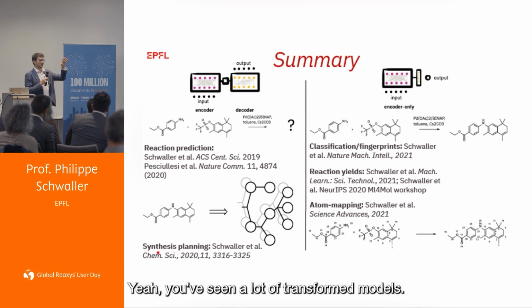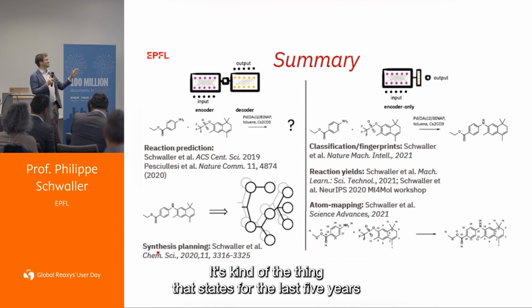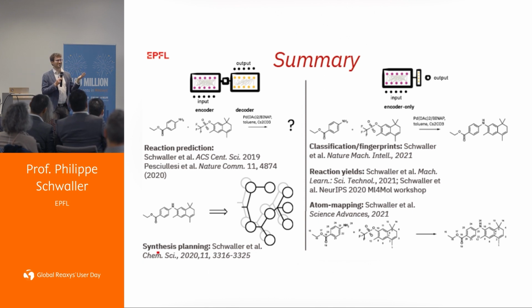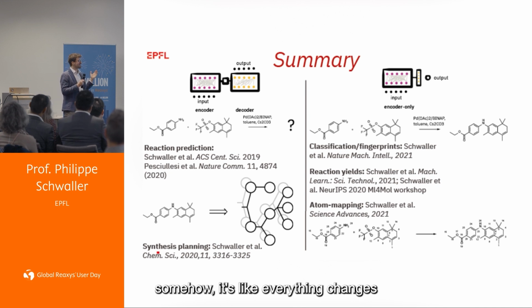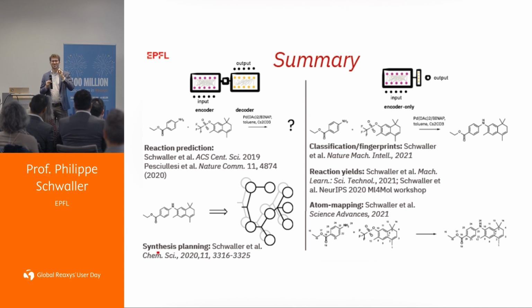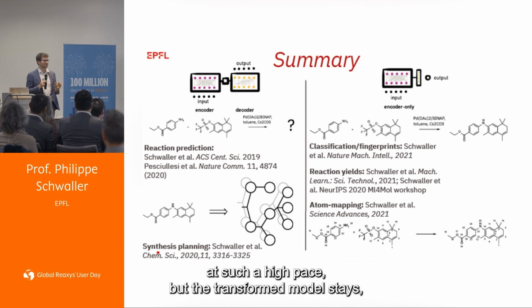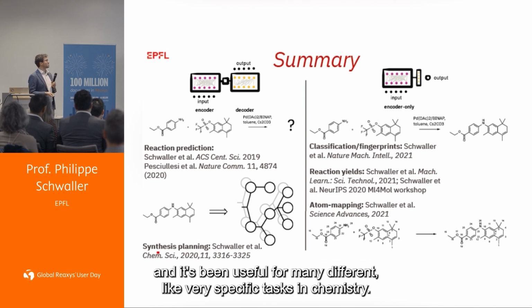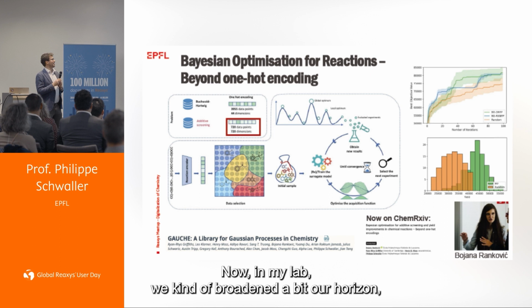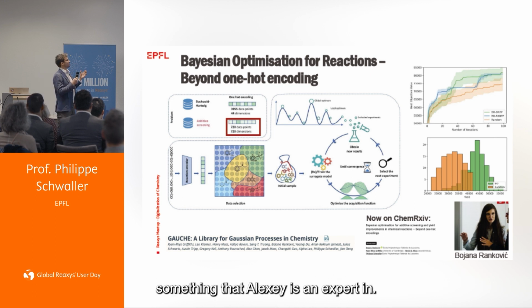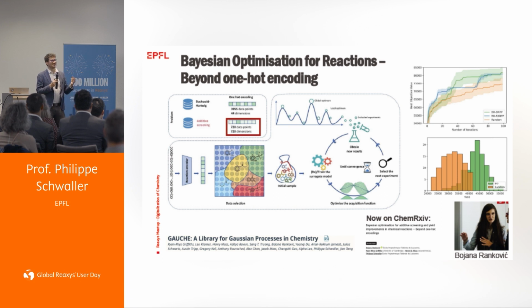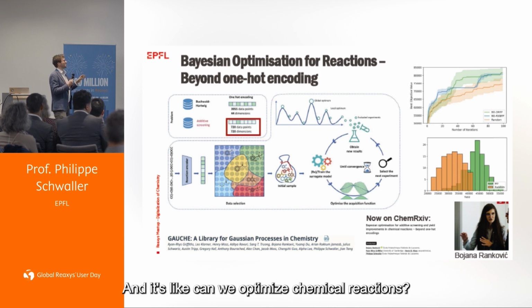You've seen a lot of transformer models. It's the thing that stayed for the last 5 years in machine learning. Everything changes at such a high pace, but the transformer model stayed, and it's been useful for many different, very specific tasks in chemistry. Now in my lab, we broaden our horizon a bit, something that Alexei is an expert in, but we got a lot of requests: can we optimize chemical reactions?